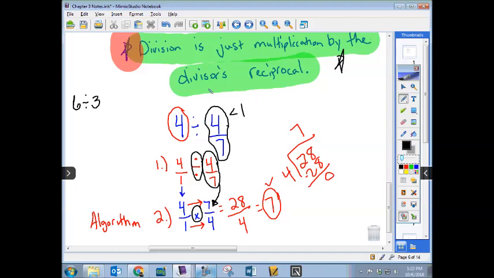Now that probably just blew your mind. But hopefully as we go through this more and more, you're going to see that it's going to make a lot more sense. Whenever your divisor is less than 1, you will actually get an answer bigger than what you started with, which is kind of mind-blowing.